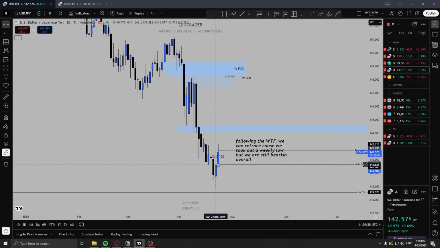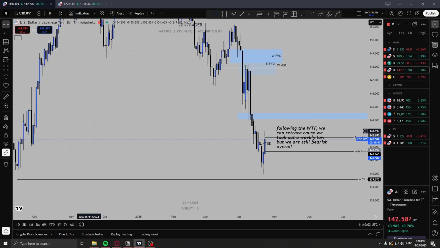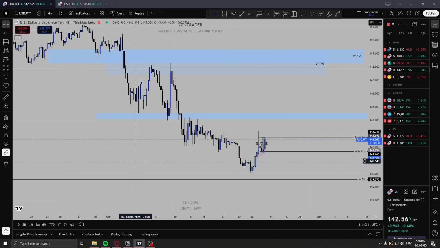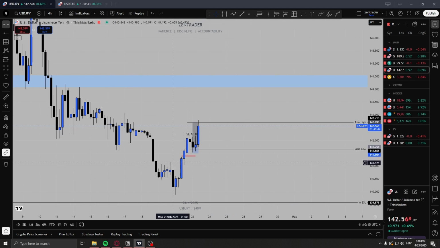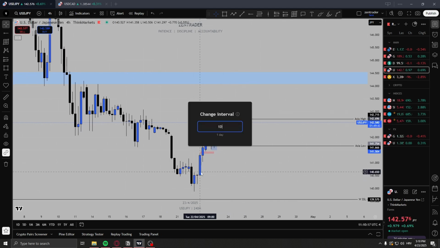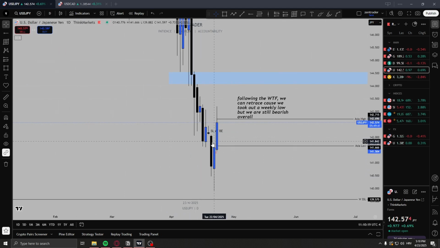If you look at this, this daily fair value gap could have held for the downside, but since we took out a weekly target and we have a weekly fair value gap above, I was okay with taking both longs and shorts. Not only that, but what gave me more confidence is that we switched structure on the 4-hour time frame. So I was confident that we will probably go through this daily fair value gap and deliver to the upside.